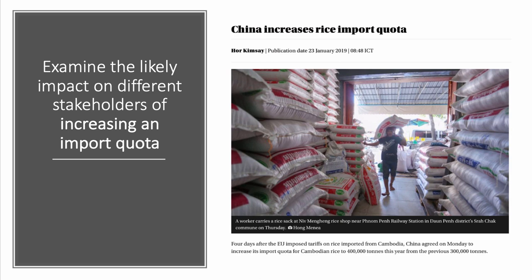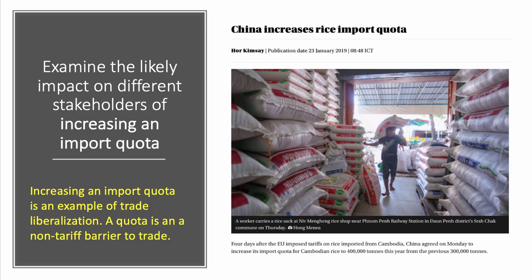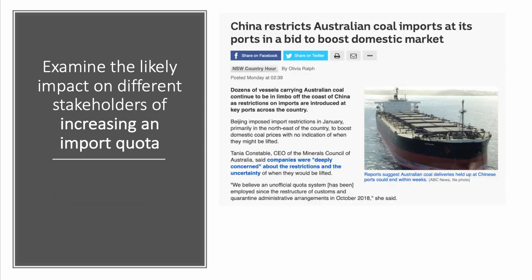Good example is just a few days ago where China announced it was going to increase the import quota for Cambodian rice from 300,000 tonnes to 400,000 tonnes per year. Of course, a quota is a non-tariff barrier. The question does say increasing a quota. A lot of students, when they get a question on quotas or tariffs, assume that there wasn't one before and it's been put in place. This question is about increasing a quota. Very important to read the question carefully.